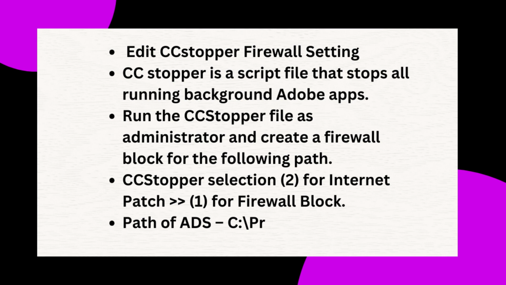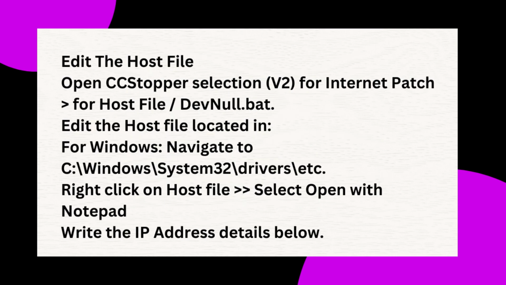Select 2 for internet, patch 1 for firewall block, and patch of ATS and CPR, and edit the host file. Open the CC Stopper, select v2 for internet patch for host file and telnet.bat, and edit the host file located in, for Windows, navigate to C, Windows, System32, drivers, etc.